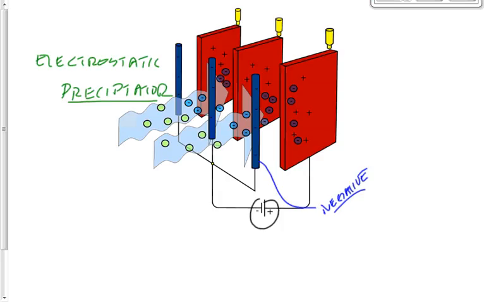The reason they're negative, by the way, is here's our power supply. A power supply always has the negative end as the short end, the positive end as the long end. So the side of the power supply that's closest to these blue rods is negative. The other side is positive. That means the blue rods become negative. So this air, including these green dust particles, gets blown through these negatively charged rods.